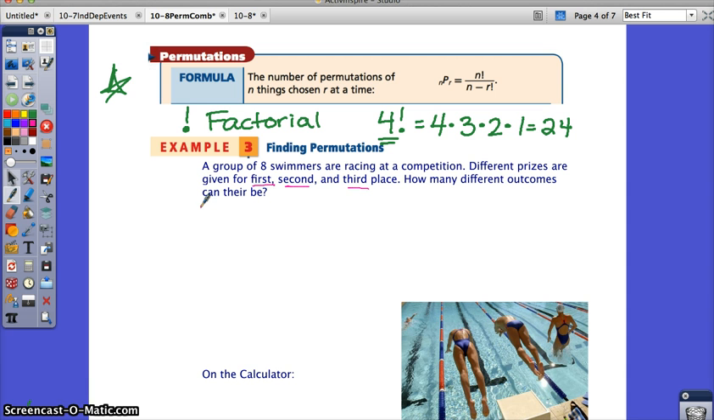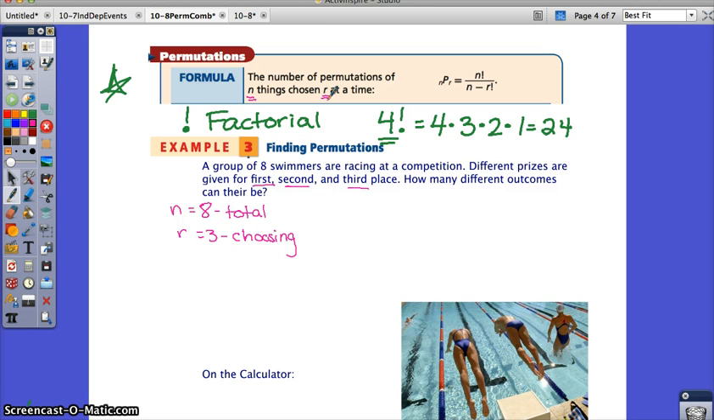The total number that I have is 8. So that's my total. That's going to be in this formula up here, my n value. And how many am I choosing? Well, I want to figure out how many different ways I can choose a first, a second, and a third place. So my 3 is the how many I'm choosing. That's going to be the r value in the formula up there. So n is the total, and r is how many you're choosing.